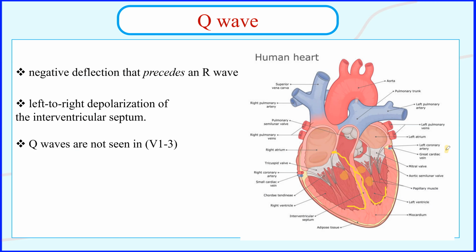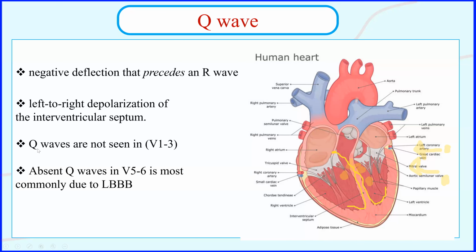But if we go to V5 and V6, which are looking at the lateral side of the heart, they will be perfectly seeing the Q wave, because the Q wave will be going in the direction from the left to the right. So they will detect that, okay? So Q waves normally are not seen in V1, V2, V3. And if you see it there, it is a pathological Q wave.